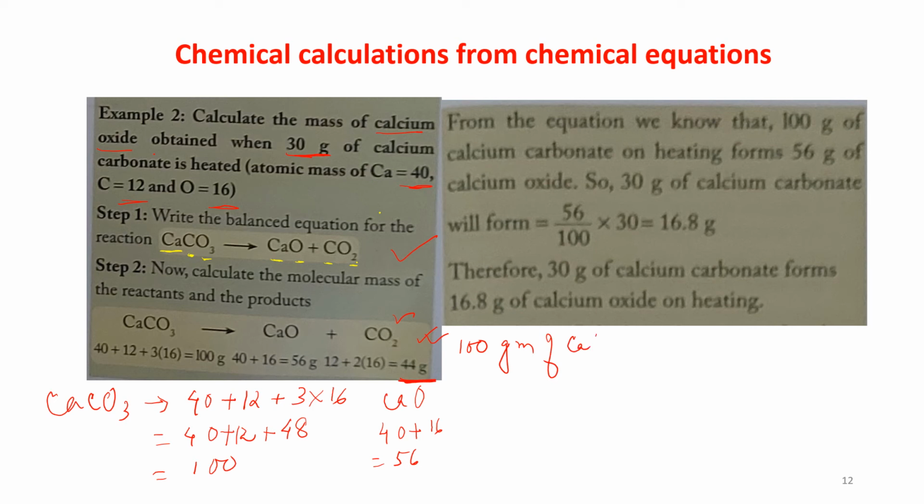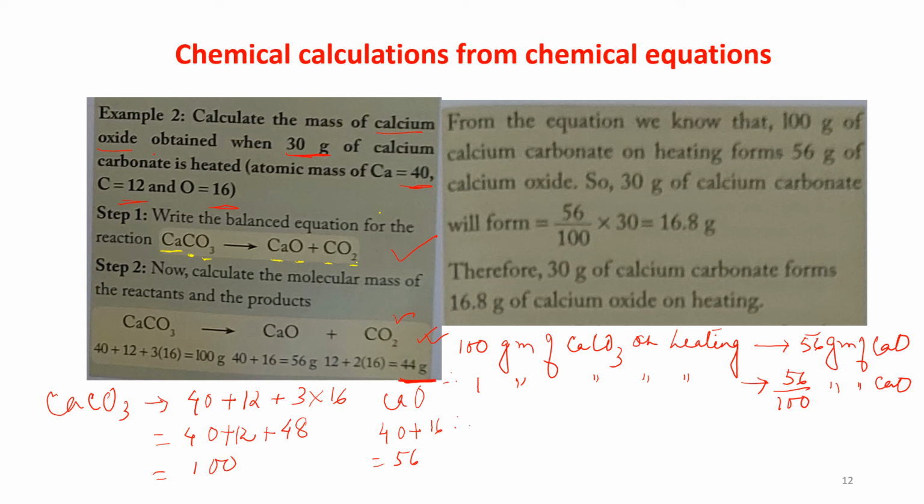100 gram of calcium carbonate on heating produces 56 gram of CaO, calcium oxide. Therefore, 1 gram of calcium carbonate on heating produces 56 by 100 gram of CaO.